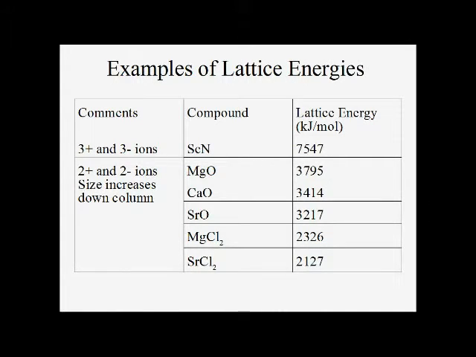So some more compounds with lattice energy. Scandium nitride, a +3 -3, has a very high lattice energy of 7,547 kilojoules per mole. So for magnesium oxide, calcium oxide, strontium oxide, they're all +2 -2. They're all in the range of 3,000 and some kilojoules per mole. Lower than the +3 -3, higher than a +2 -1 down below.